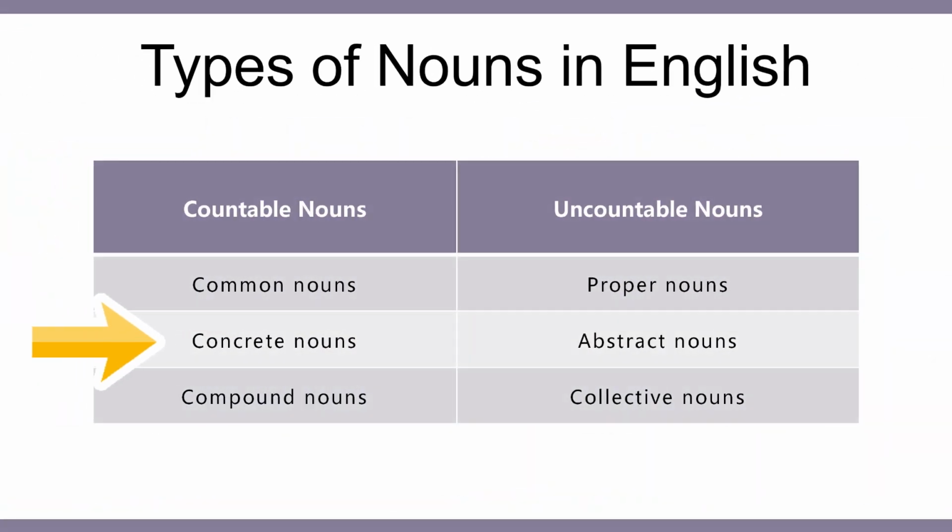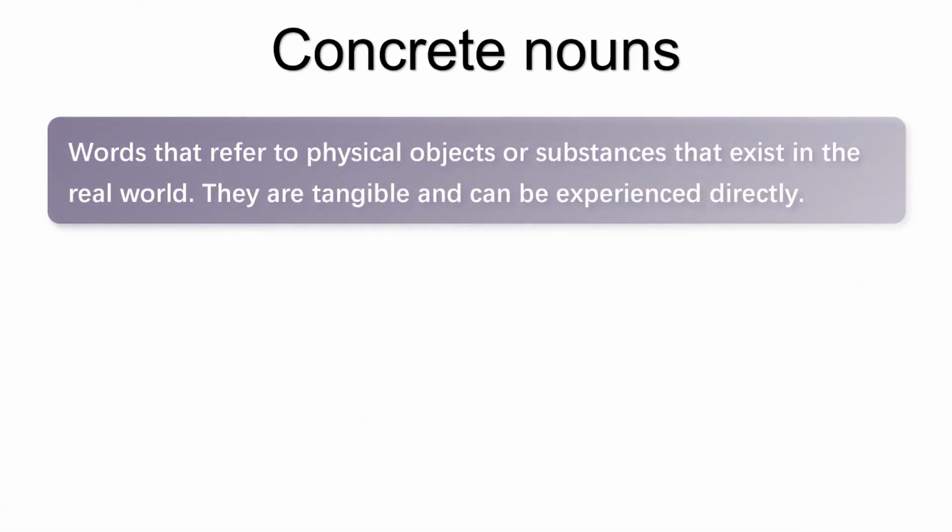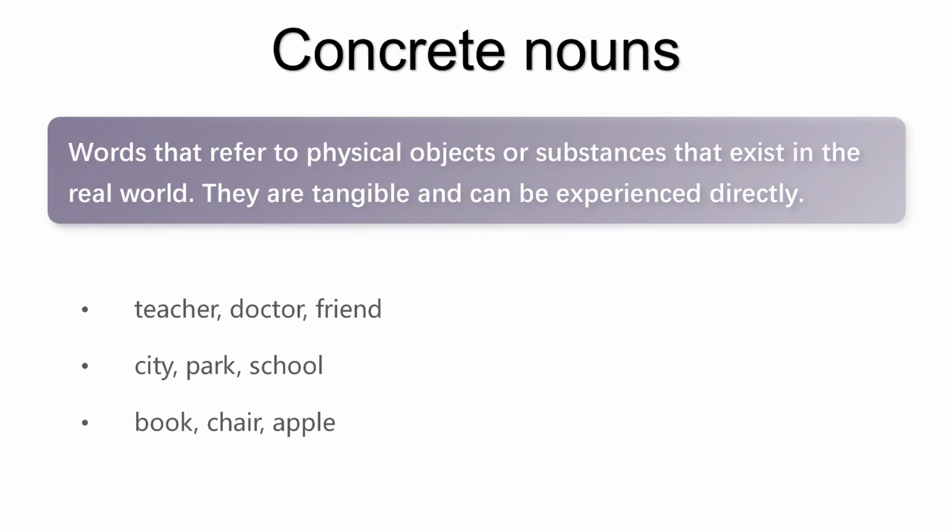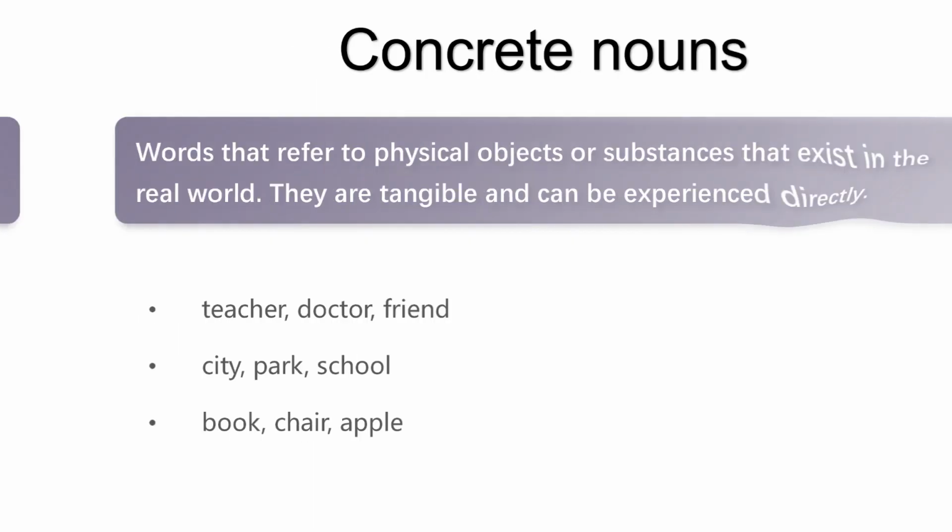Concrete nouns, abstract nouns. Concrete nouns are words that refer to things that can be perceived through the 5 senses: sight, hearing, touch, taste, or smell. These nouns represent physical objects or substances that exist in the real world. They are tangible and can be experienced directly. Some examples of concrete nouns are teacher, doctor, friend, city, park, school, book, chair, apple.